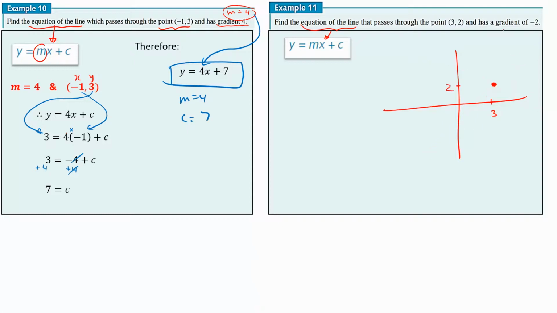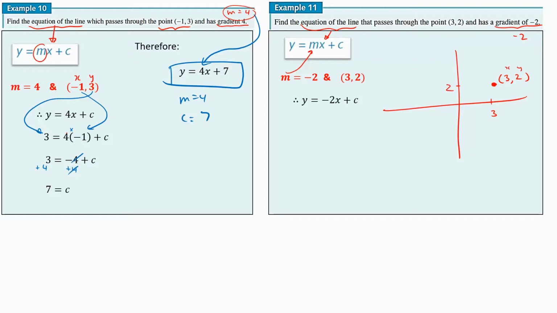But they also tell you again, gradient of -2, and this coordinate here, when x is 3, y is 2. All right, so same process again. I've got -2 as my gradient, and I've got the point 3, 2. So the first thing I already know is m is -2. I'm going to write that down. y equals -2 times x plus c. Okay?